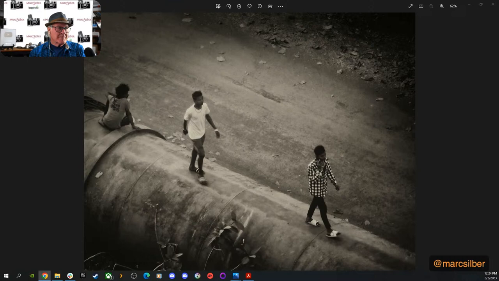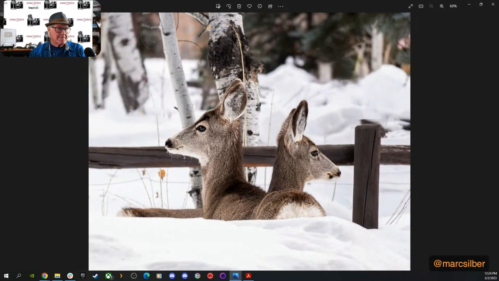All right. This next one is from our good friend, Sue. Yeah, I saw that one, Sue. I really love that. It's such a great image. That's gorgeous. The two deer looking in two different opposite directions.